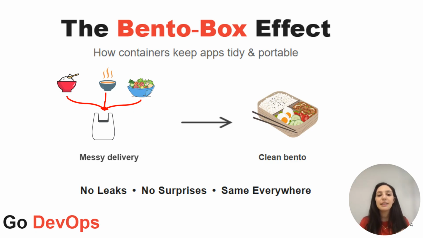So that's what containers do for software. So instead of loosely sharing code and hoping it works, we package the app and everything it needs, so dependencies, config, and settings, into one clean self-contained unit. So whether your app runs on your laptop, a teammate's computer, or a cloud on another continent, it behaves exactly the same. No leaks, no surprises. So just like a bento box keeps food safe and consistent, containers do the same for your app.